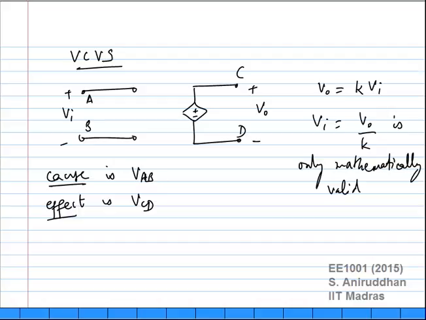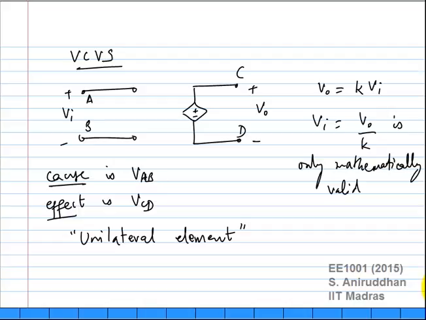This kind of element is what is called a unilateral element, because the cause-effect relationship goes only in one direction. Is that clear? Any questions? So whenever you use the control source, now or in the future, remember that it is always from controlling variable to the control variable, not the other way around.